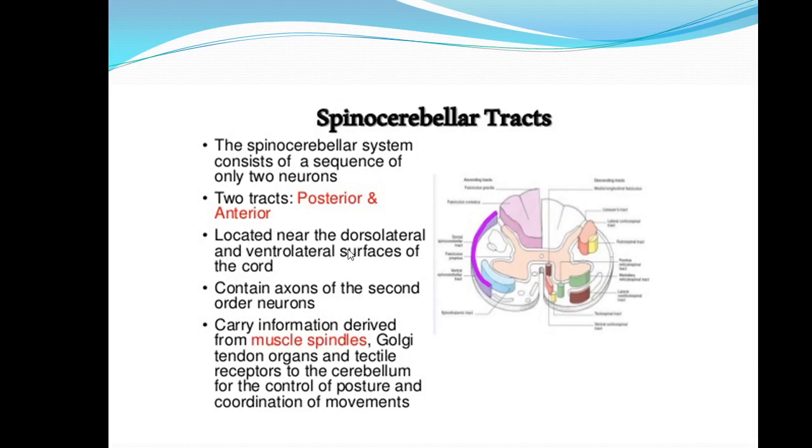They are located near the dorsolateral and the ventrolateral surface of the cord. They contain axons of the second order neuron. They carry information derived from muscle spindle, Golgi tendon organs, and tactile receptors to the cerebellum for the control of posture and coordination of movement.